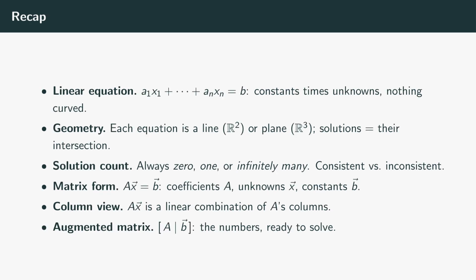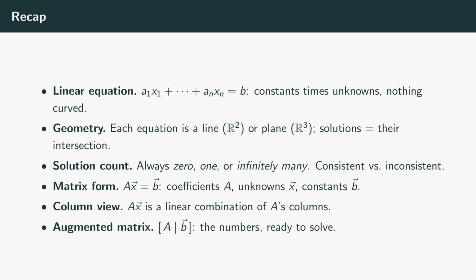Let's recap. A linear equation is a sum of constants times unknowns set equal to a number with no squares, no products of unknowns, nothing curved. Geometrically, each equation is a line in the plane or a plane in space, and the solutions of a system are exactly the points where all those lines or planes intersect. From that picture comes the central fact. A linear system has 0, 1, or infinitely many solutions and nothing else.